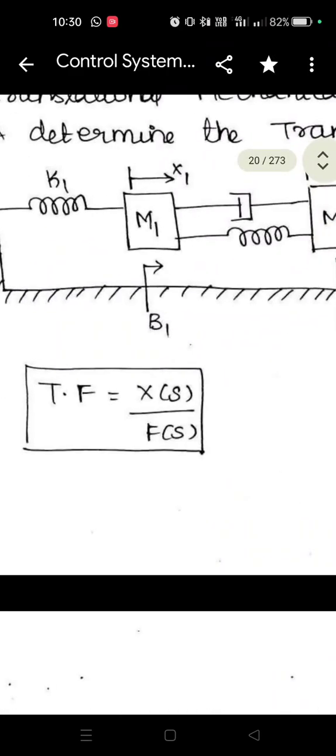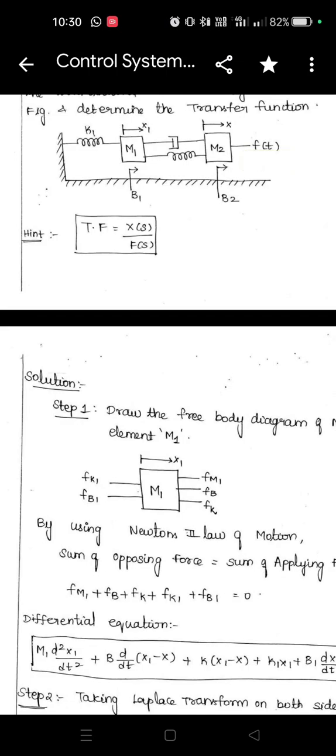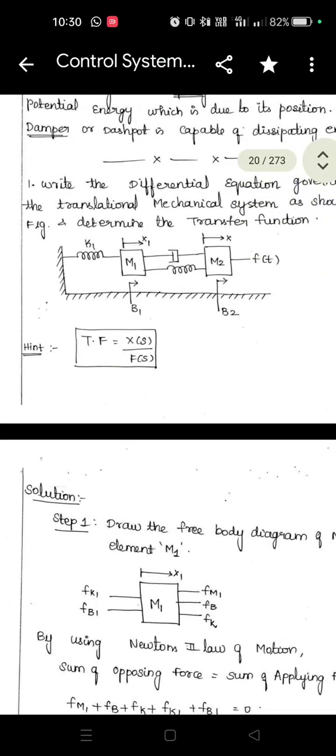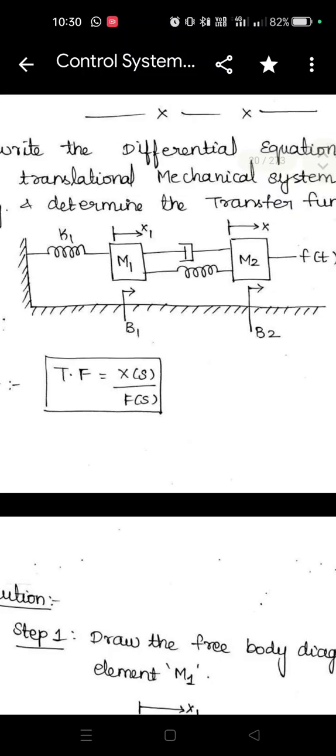Look at this diagram. Apart from k, b, k1, the b1 is also connected. b1 is indirectly connected. b1 is nothing but your damper. So f of k1, f of b1, f of m1 mass element, and f of b is the damper or dashpot, f of k is the spring. So two springs are connected to m1. Look at this diagram. This spring and dashpot are common for both m1 and m2.